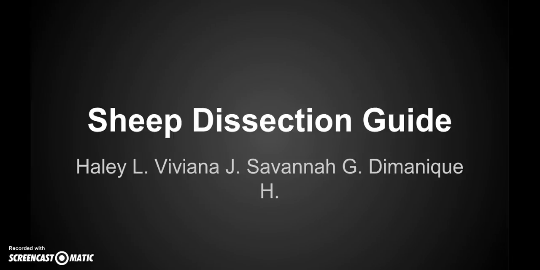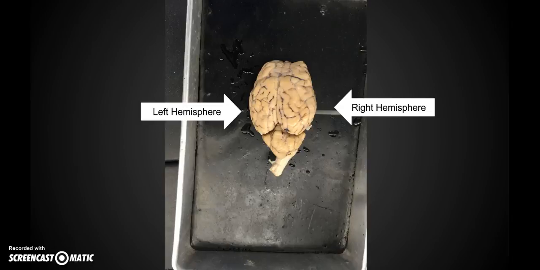Hello, this video is a guide to the functions and locations of the parts of the sheep brain. The brain is divided into the left and right hemispheres. The left hemisphere controls the right side of the body, and the right side controls the left side of the body.